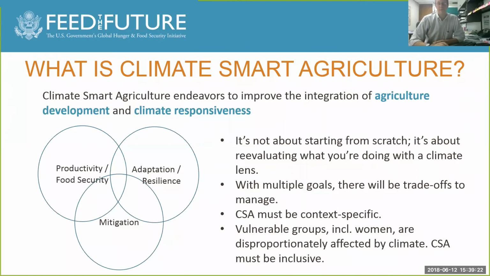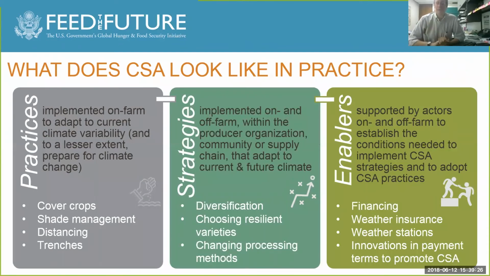So if we break this down a bit further, we can talk about three things that need to happen. Clearly, we need to identify and implement practices at the farm scale, and here are just a few very simple examples that allow farmers to adapt to current climate variability and begin to prepare to some extent for future climate change.